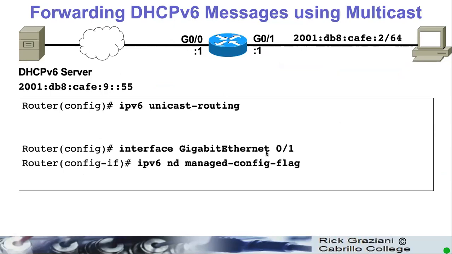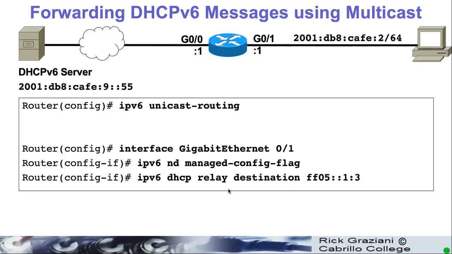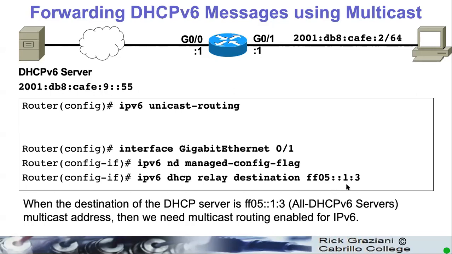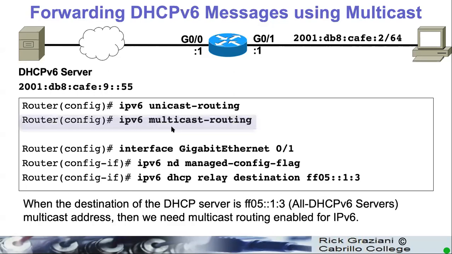You can use multicast. So this is when, for your DHCPv6 server, you're not specifying the actual address. FF05::1:3 is an assigned, well-known multicast address, meaning any or all DHCPv6 servers will listen for this address and reply. But in this case, we do need to configure multicast routing on the router. Okay, a little bit more involved.